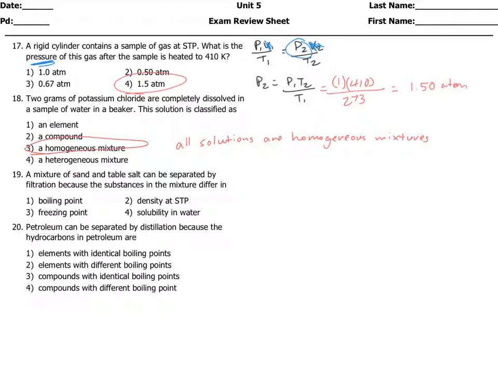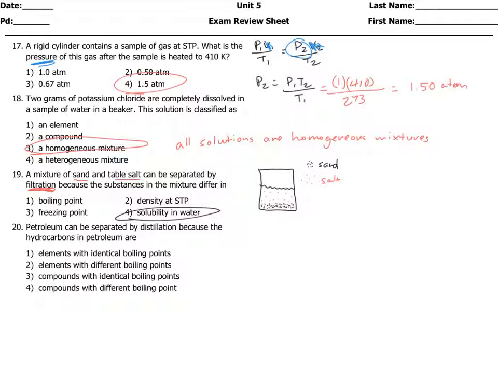For number 19, we have a mixture of sand and table salt, and we want to separate them using filtration or a sieve. And we are able to separate those two particles based on their solubility in water. What the question is implying that you would do is you would take the mixture of sand and salt and pour in some water before you did the filtration, and the salt would dissolve in the water, the sand would not. And when you filtered that substance, the sand would stay in the filter paper and the salt water would come through. So you're separating them based on their solubility in water.